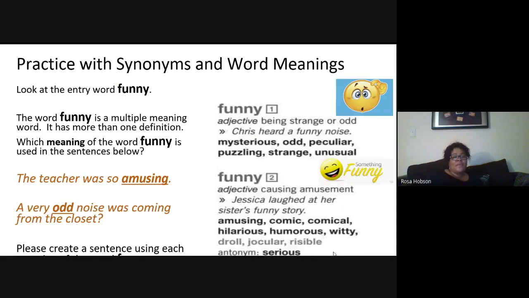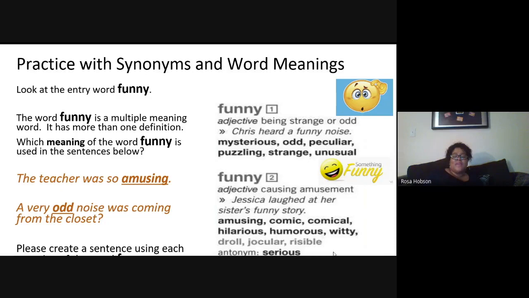All right, now we're going to practice with some synonyms. Look at the word funny. Here's the word funny. The word funny is a multiple meaning word. It has two different definitions. This funny right here is an adjective, being strange or odd. Chris heard a funny noise. Mysterious, odd, peculiar, puzzling, strange, unusual. That's the funny. It was strange.